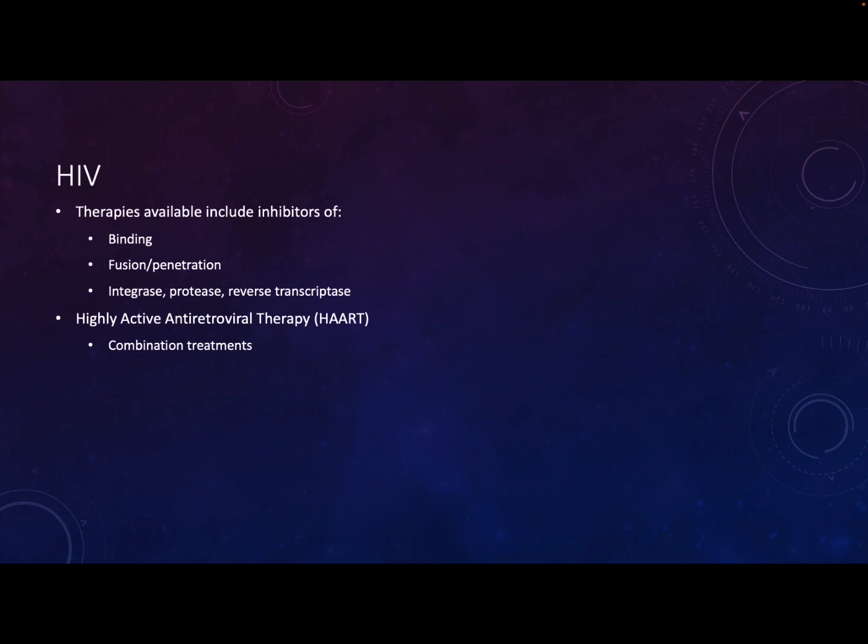And so we now have this highly active antiretroviral therapy. They call it HAART. So it's a combination therapy. It's a combination of a number of different inhibitors that works pretty well at keeping the viral load down and preventing that progression from HIV infection to AIDS.